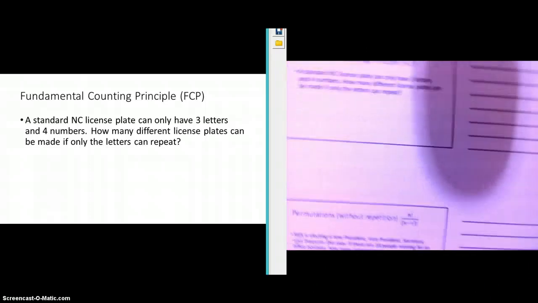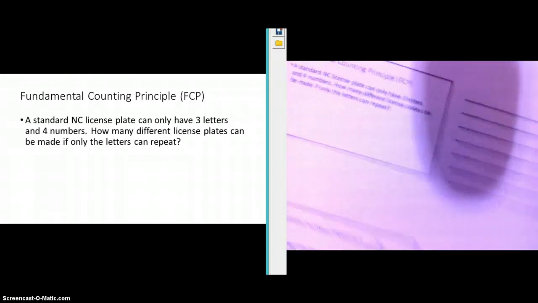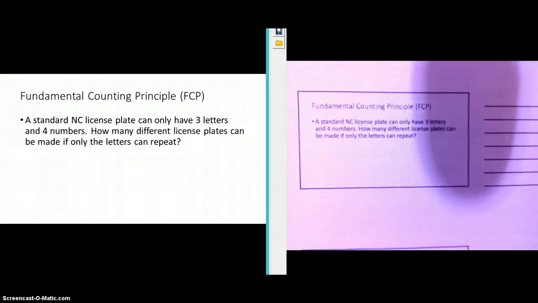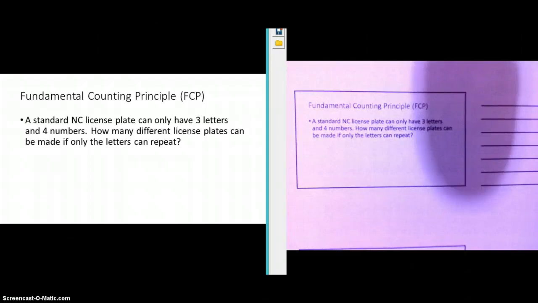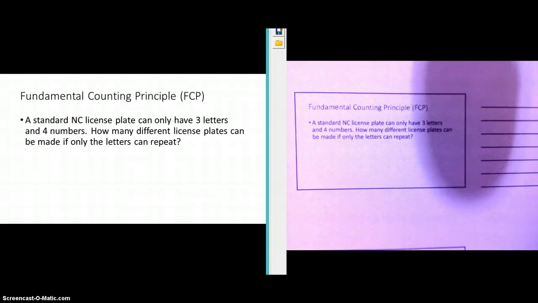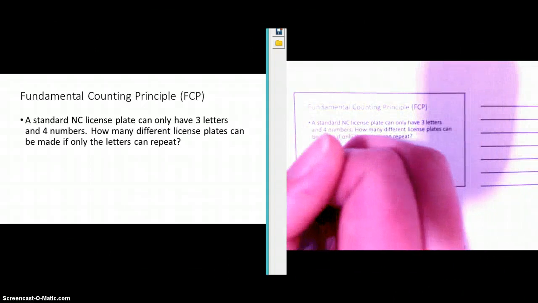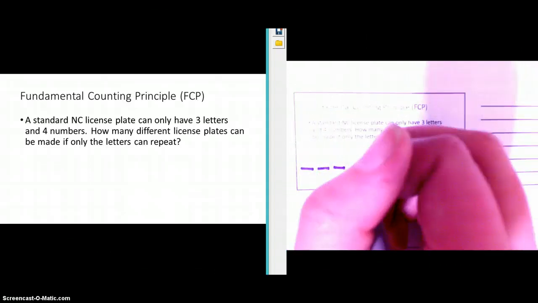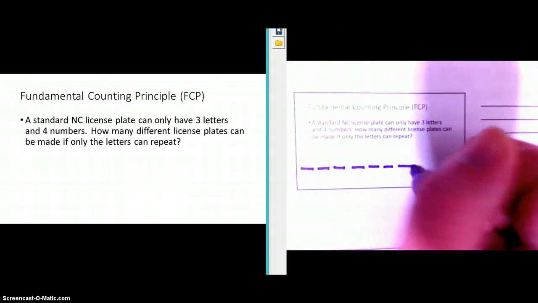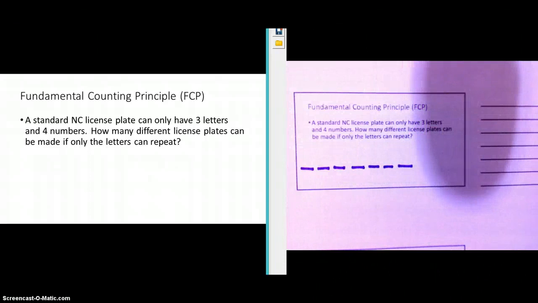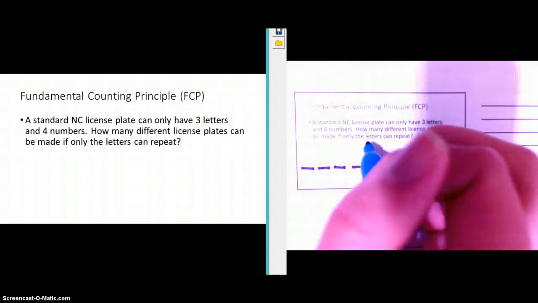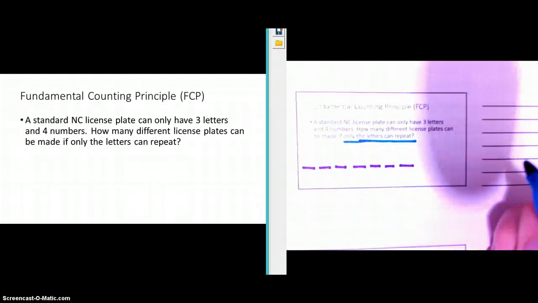For our fundamental counting principle, we have a standard North Carolina license plate that can only have 3 letters and 4 numbers. How many different license plates can be made if only the letters can repeat? So we can have 3 letters and 4 numbers. Now pay attention, it says if only the letters can repeat. So the letters can repeat, but not the digits.